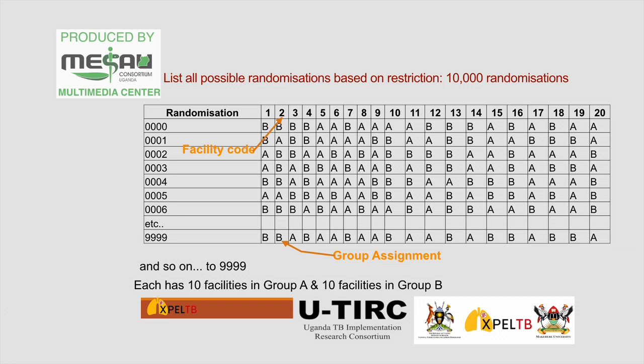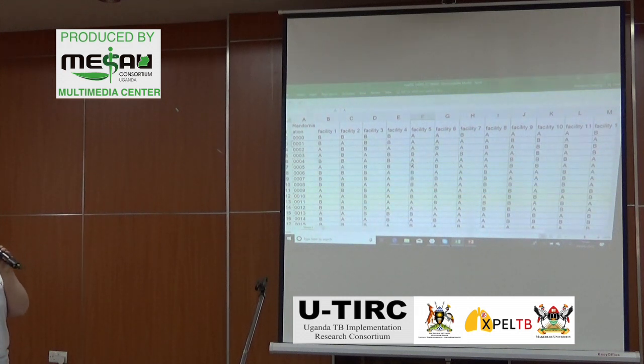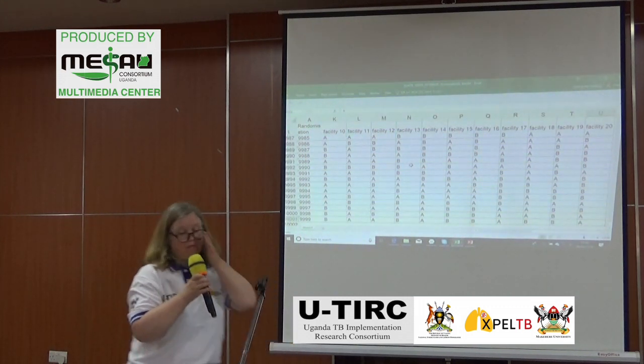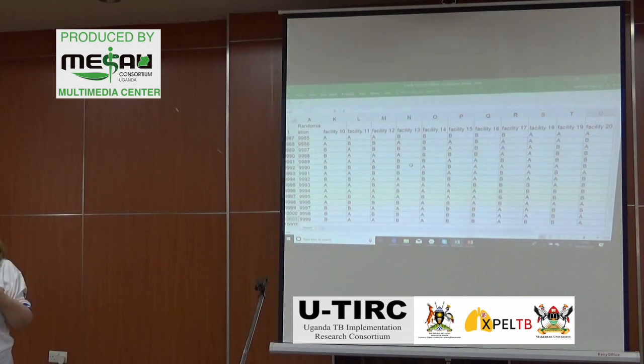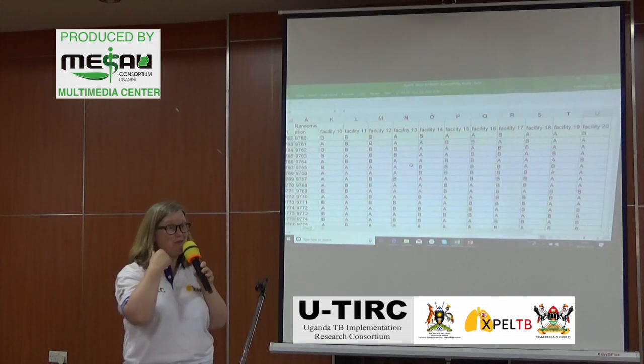Let me just come out of the PowerPoint and show you the actual Excel file. You'll just see the first few columns, but you can see here that the first row looks like 0000, the second row 0001, and if I go to the bottom of this file, which takes me right down to the last randomization, which is labeled 9999. And each of these rows is unique, is different. It is a different way of randomizing those 20 clinics to either group A or group B. And each of the rows has precisely 10 facilities in group A and 10 facilities in group B. So we can just move up, and you can see there are lots of them. There's a list going through there.